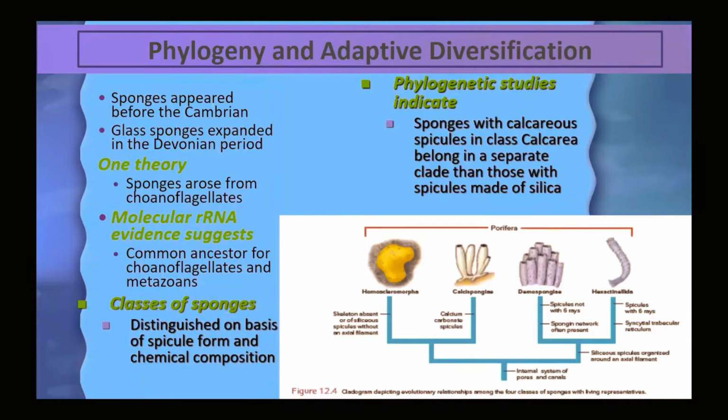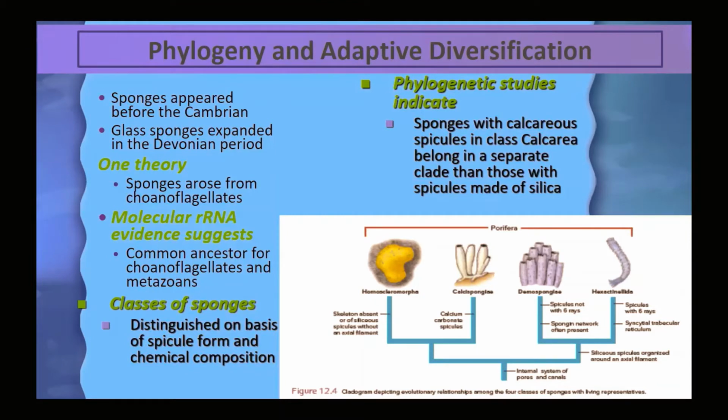It is possible that the sessile lifestyle of sponges favored a deceptively simple body in most species, and that a closer look at sponges will reveal some features typical of animals. Now, in phylogenetic studies using sequence data from the large subunit of ribosomal RNA, the small subunit of RNA, and protein kinase C, the results indicate that sponges with calcareous spicules, the Calcispongiae, belong to a separate clade from those with spicules made of silica in classes Demospongiae and Hexactinellida.